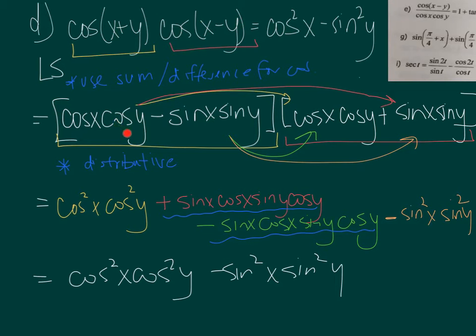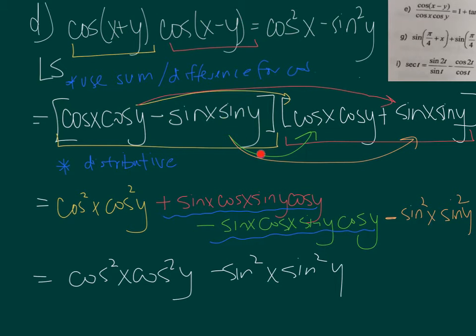Now, using all the colored arrows, I'm going to expand. So cos x cos y times cos x cos y gives me cos squared x cos squared y. Following the red line, cos x cos y times sine x sine y will give me sine x cos x sine y cos y, and it's add. Following the green arrow, it's a minus sine x sine y multiplied by cos x cos y. So that makes our green down here.